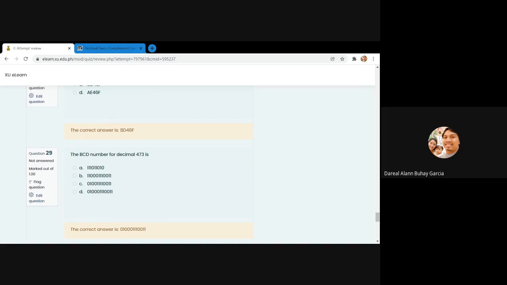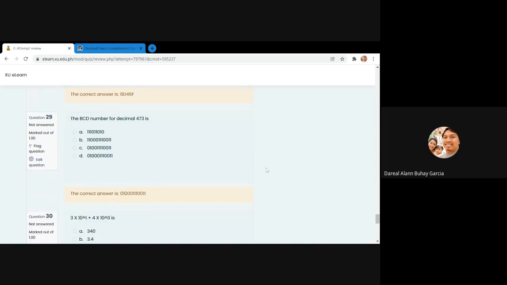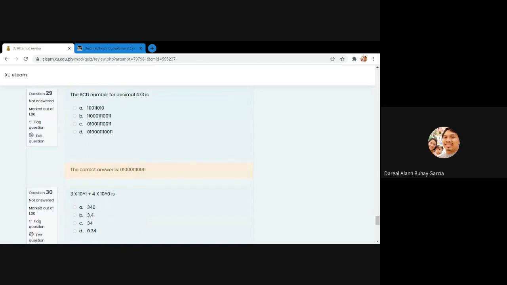I'm not sure kung na-direct nga converter ang calculator. So, dapat convert mo tagsa ang 4, ang 7, and ang 3. 3 times 10 to the power of 1 plus 4 times 10 to the power of 0 is 34, no? C.